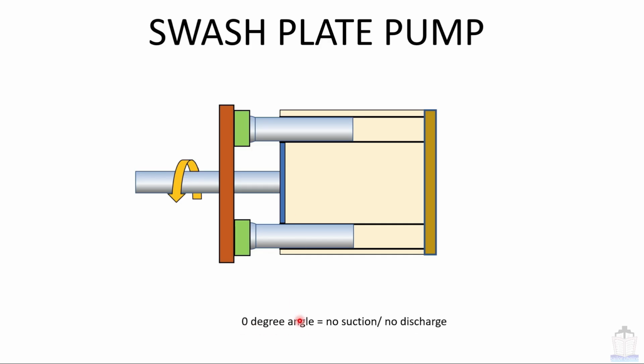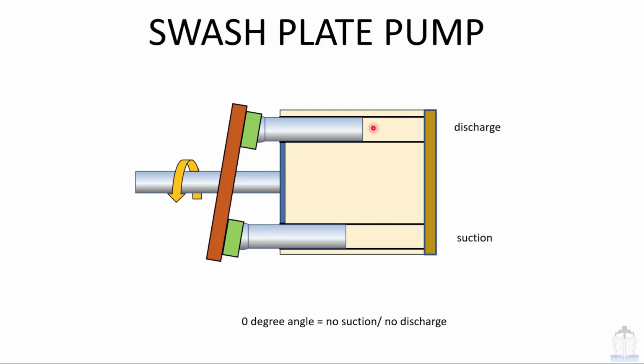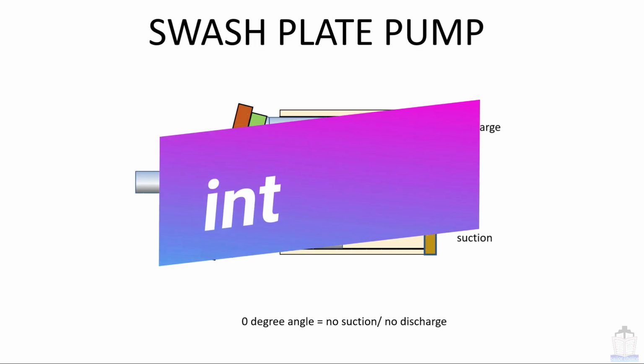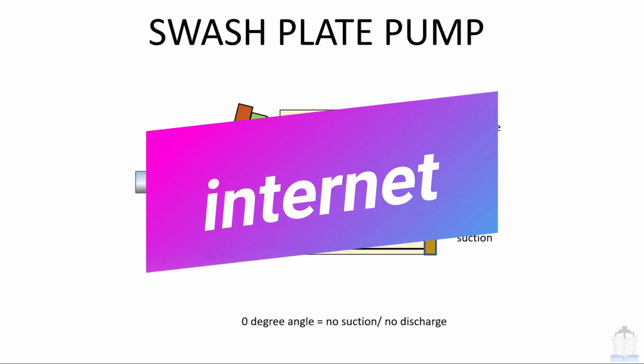Here at 0 degree angle, no suction, no discharge, and when it moves, then a small area will become discharge and the large area will become suction, and obviously this whole system rotates. So this is how the swash plate pump works. If you want to know details about the swash plate pump, you can always have a look on the internet.